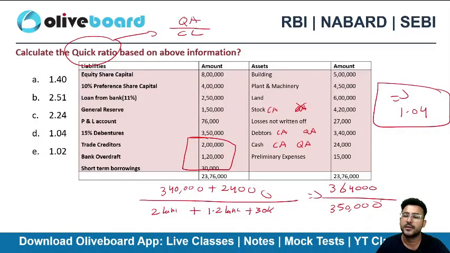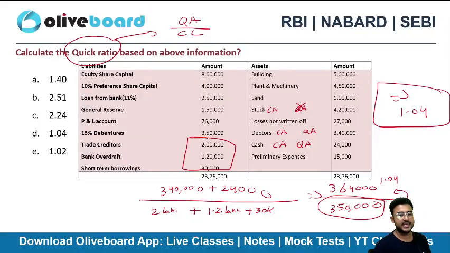That means if I have current liabilities of 1 rupee, I have quick assets of 1.04 times, right? So at least I can use my quick assets to settle my current liabilities, is what the meaning is. So current assets minus advance tax minus prepaid expense minus stock will always be the quick assets. This is the first approach, or you can directly pick the quick assets from the balance sheet, which I did, to save time.